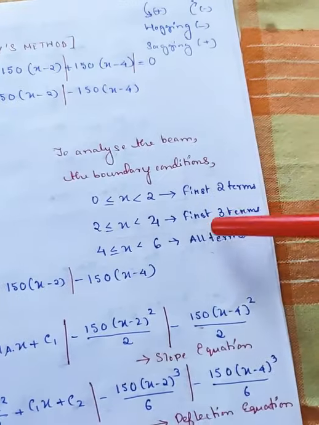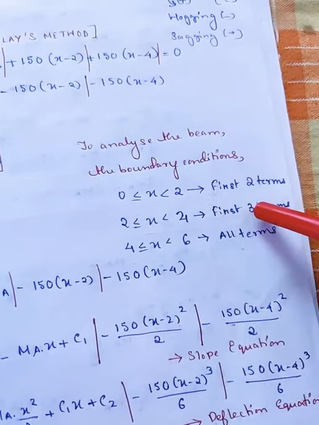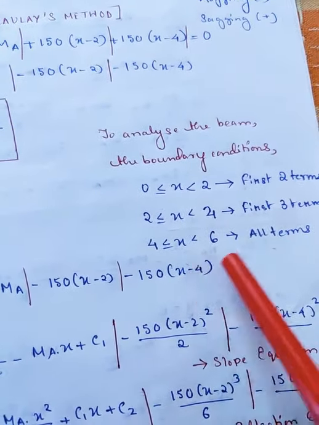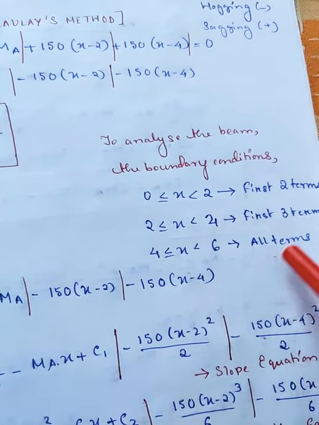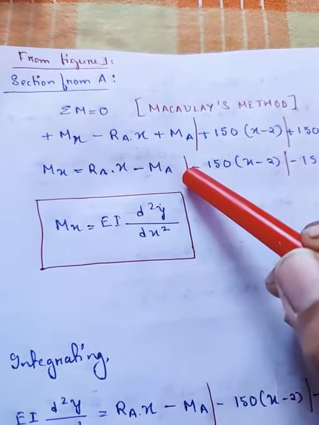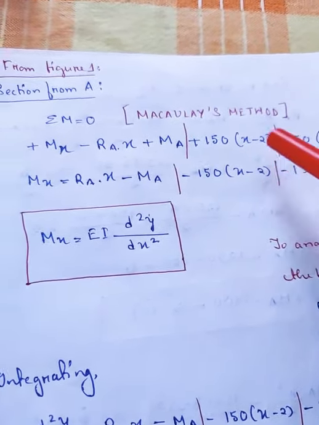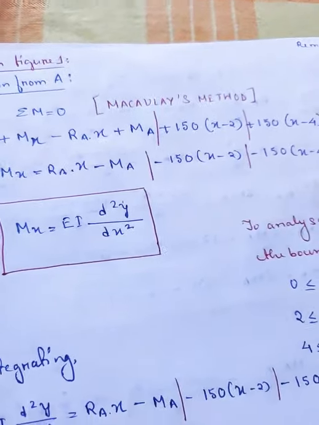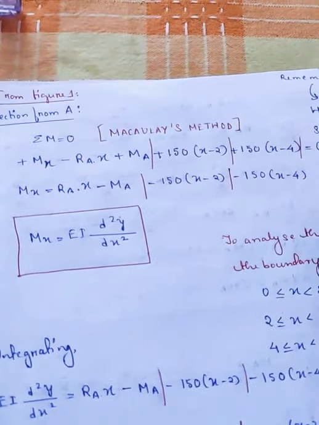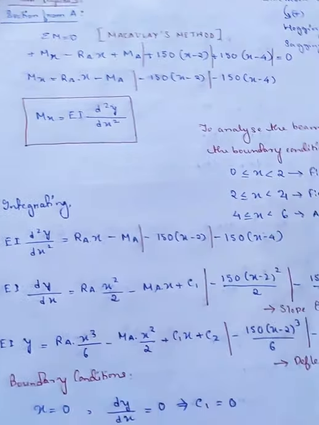Like for the first part, only 2 terms will be considered. For the middle part, all the first three terms will be considered, and if we are taking the last part, then all the terms will be considered. Means for the first condition we will consider till here, for the second condition we will consider till here, and if we are considering the whole beam, then we will take the whole equation. You will get to know while solving the problem.